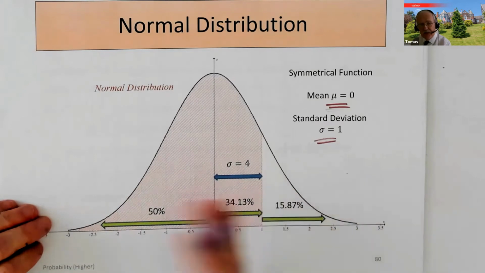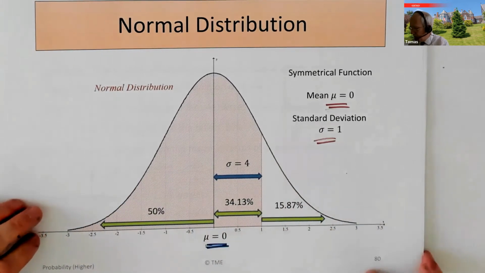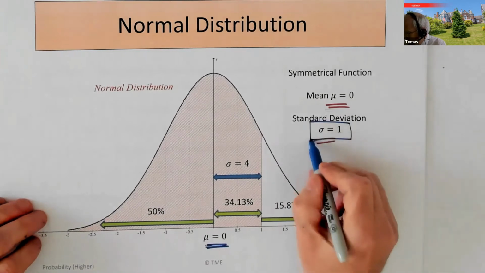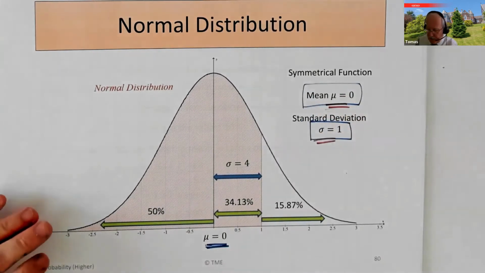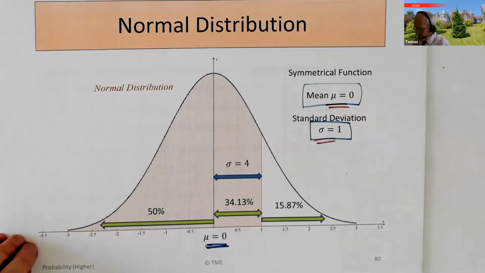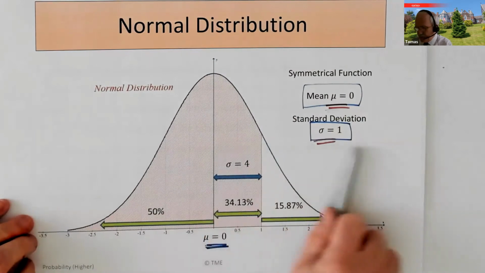Outside that, we've got things called standard deviations. For the moment, I'm going to talk about individual values, and I'm going to talk about standard deviations and means. Okay? I'll deal with the other ones later in exam questions. But 50% of the curve is to the left and 50% is to the right.